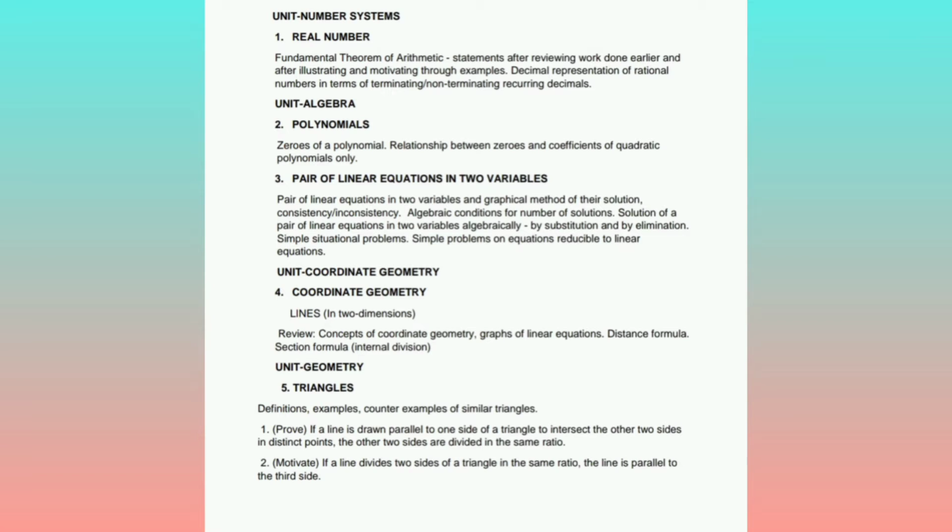Like this, in the polynomial chapter, in the algebra portion, polynomials are there, and the pair of linear equations in two variables. The algebra portion has 10 marks, that is 5 marks from polynomials and 5 marks for the pair of linear equations in two variables, and the graphical method of their solution.